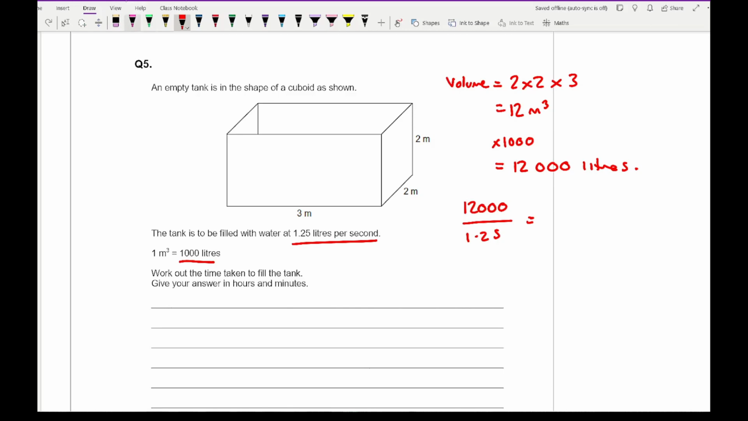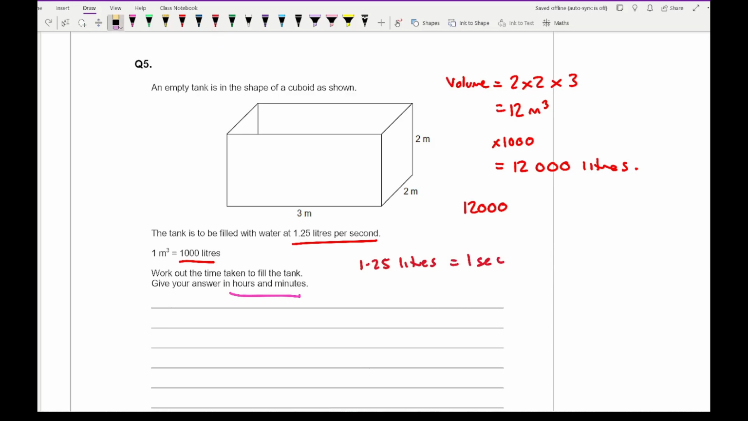If you want to work with seconds, that's one thing to do, but I want to know how long it's going to take in hours and minutes. So I would scrap doing 1.25 and let's convert the time units. So 1.25 litres equals 1 second. So then 60 seconds or 1 minute.